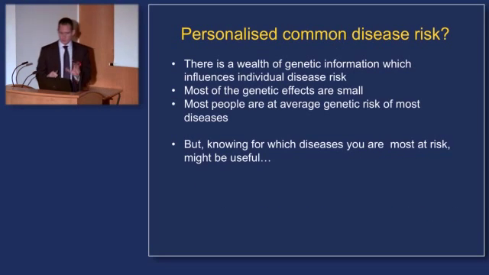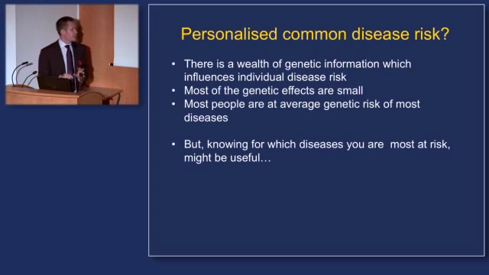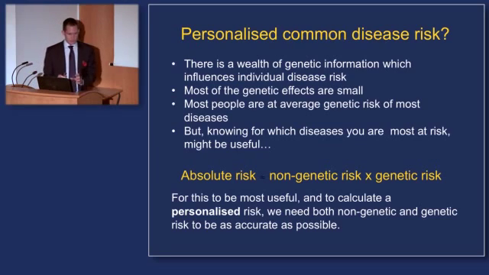So just to summarize this first part, there's a wealth of genetic information out there for us to use. Much of the genetic effects are small, and for most people, for most diseases, their genetic risk will be average. But it's interesting to consider, as we go forward, whether knowing the diseases which you in particular are most at risk of might be useful. And of course, what we really need to do to translate this into the clinic is get both of these things right. We can only do that by integrating the genetic information with clinicians that are already used to building in weak information to make clinical decisions.